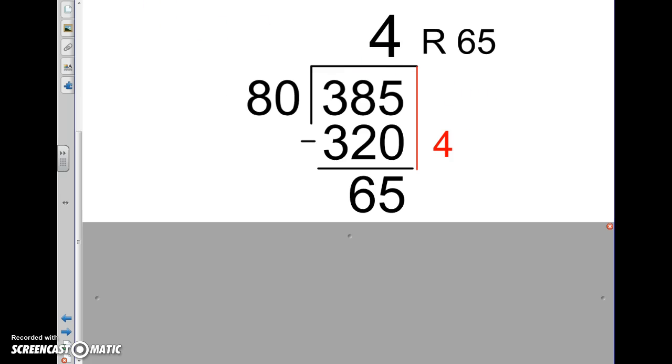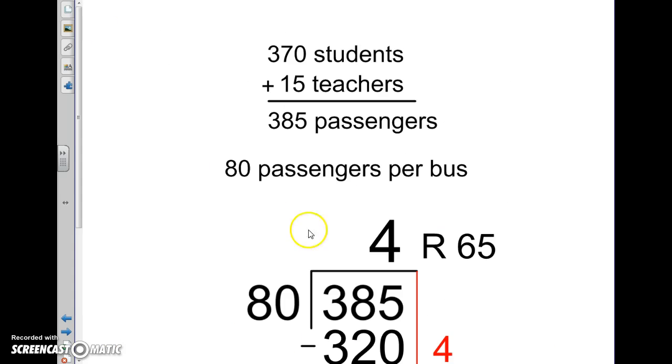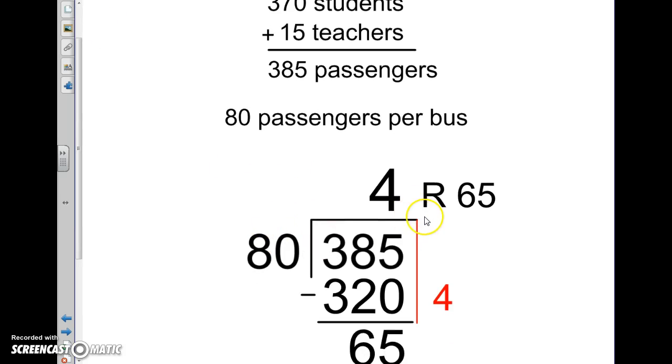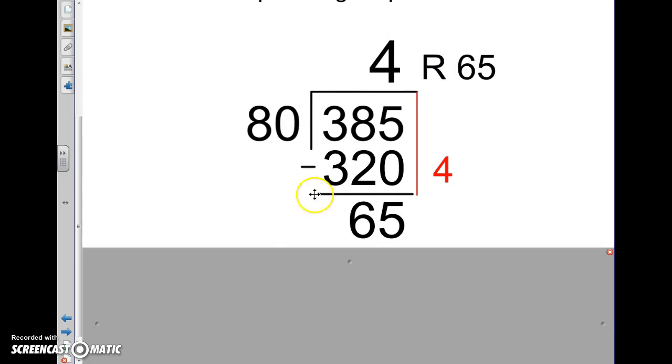However, again, we're going to go back to that question because that's the most important part of this problem. How many buses does Miss Marley need to request? So imagine she's calling the transportation department. Is she going to say, I'm going to need 4 buses and a remainder of 65? The bus transportation people are going to look at her like she's crazy, right? You can't get 4 buses and a remainder of 65. So we need to think about what it is that these numbers represent.